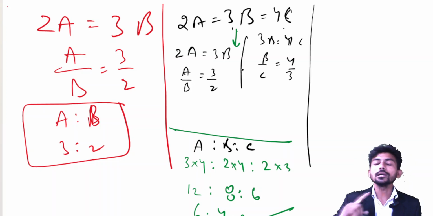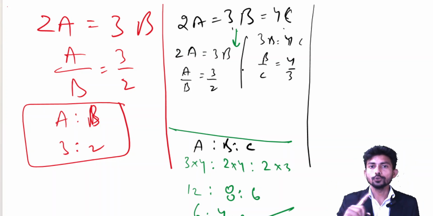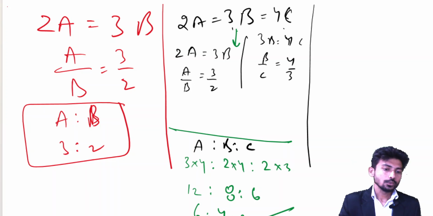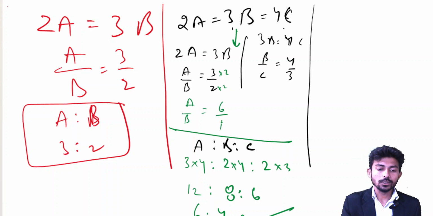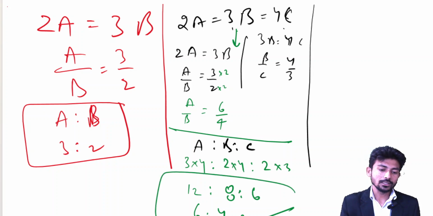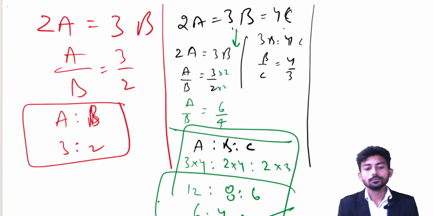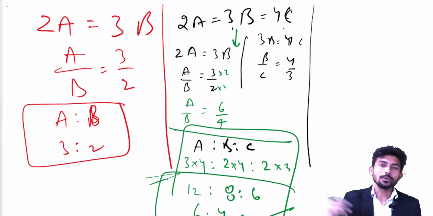Now I know that B is 4 here, while for the first ratio it is 2 only. So I can make B the same in both places. How can I do that? I will multiply and divide this fraction by 2. So ultimately I will get A is 6, B is 4, and C is 3. Thus A, B and C are in the ratio of 6, 4, 3. So this is the answer.